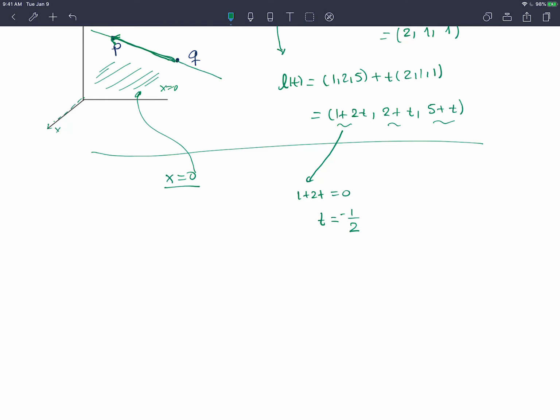So that means that L of negative 1/2 is the point that we're looking for, because the x is 0 there. Now you plug it in here. So when t is negative 1/2, you get 3/2. I then plug in a negative 1/2 in this value, so it's 10/2 minus 1/2, so 9/2. Right, so that's the point where it crosses the XY plane. Sorry, the YZ plane.